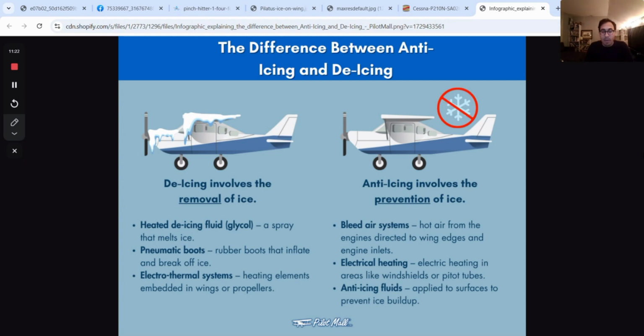The next way is like an electrical heating type system. So that's going back to the 172 or Archer. That's flipping the pitot switch on and the pitot mast heats up, or the pitot tube heats up.